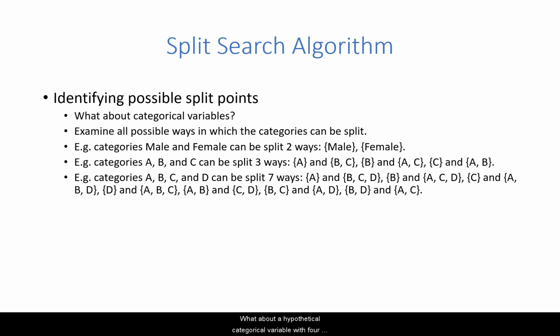What about a hypothetical categorical variable with 4 categories, A, B, C, and D? Then there are 7 potential splits we can make: A and BCD, B and ACD, C and ABD, D and ABC, AB and CD, BC and AD, BD and AC. So as you can see, how the split search algorithm identifies candidate split points is different for numeric and categorical predictor variables.